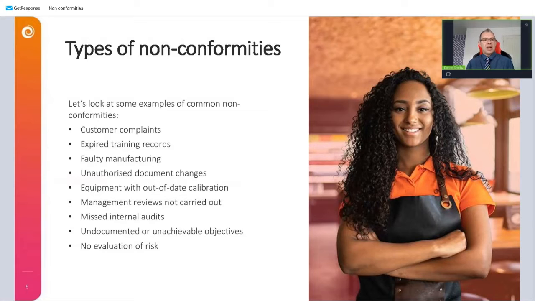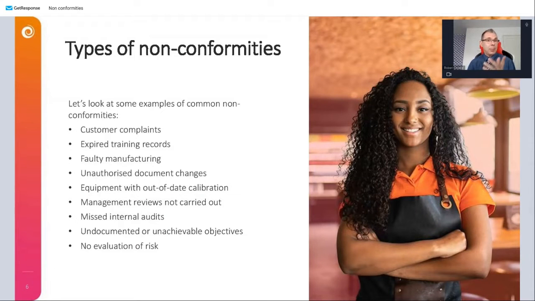Undocumented or unachievable objectives. Most management system standards require objectives to be documented. And to a certain extent, they also need to be aligned with any risks and opportunities in the organization. So if your organization doesn't document them and they're in people's heads, not only are you losing out the chance to share and communicate those objectives so that everybody gives a shared drive towards delivering those objectives, but you're also not meeting one of the requirements of the standards.